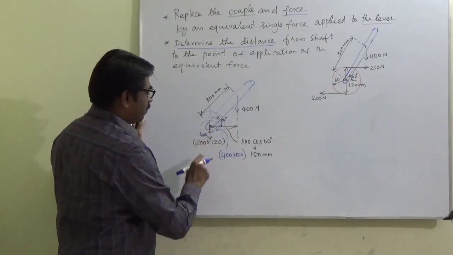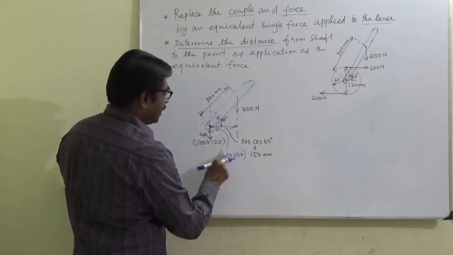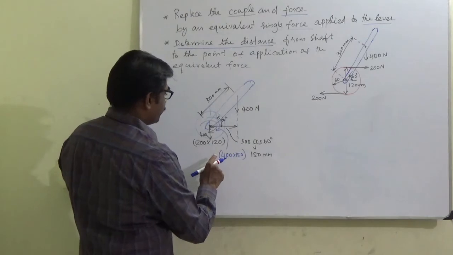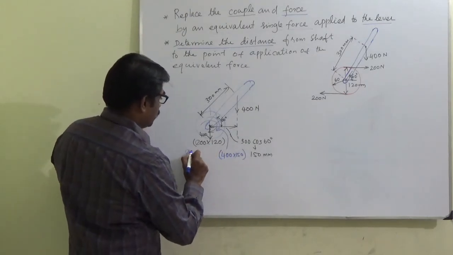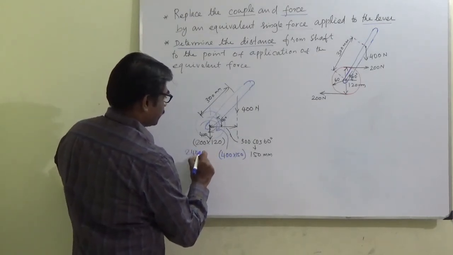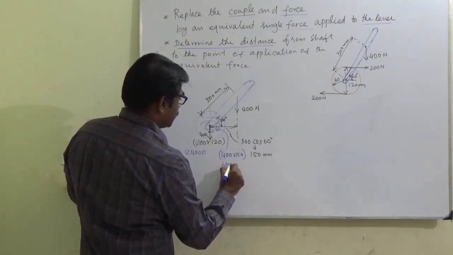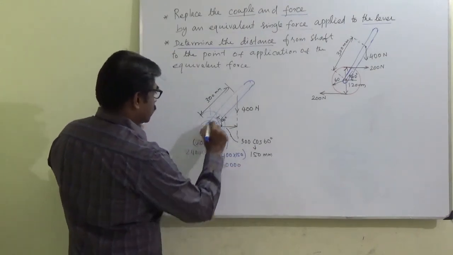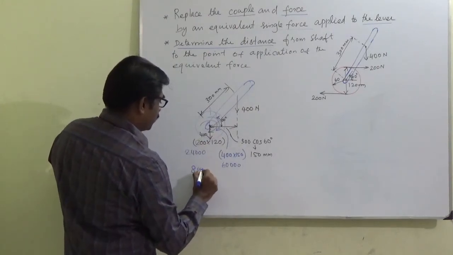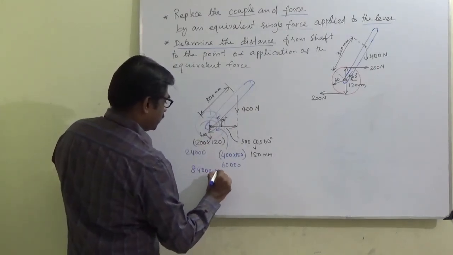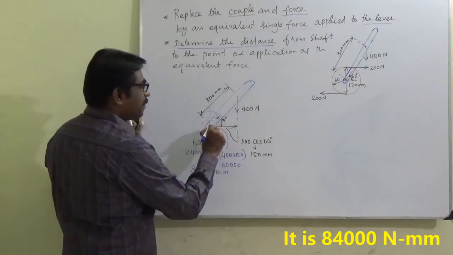Now if you are adding these two, 24,000 and then 60,000, so total is 84,000 Newton meter is the couple.